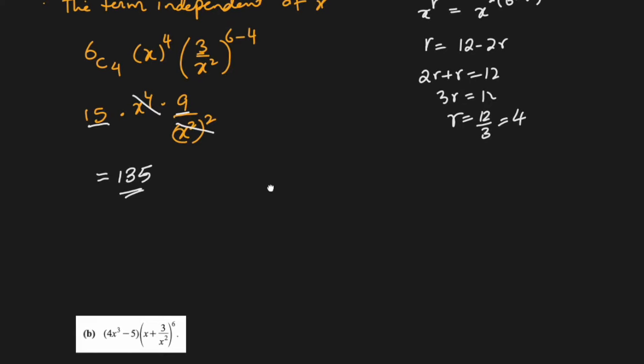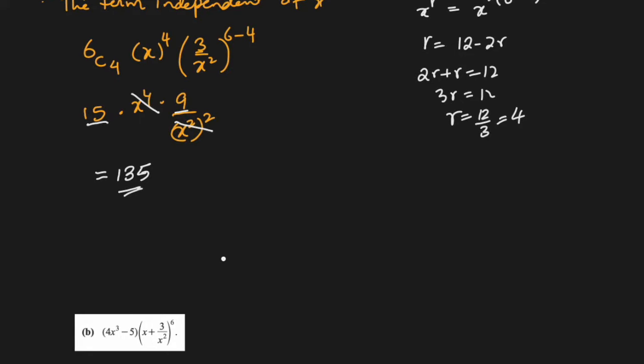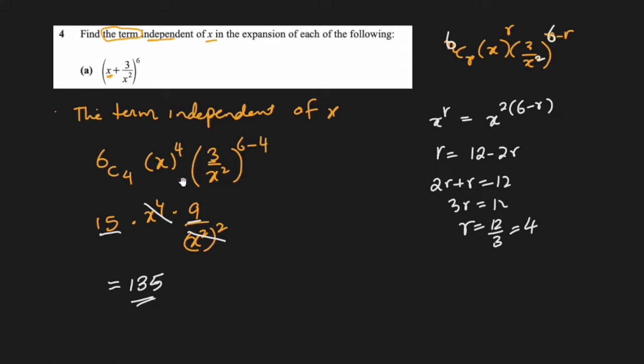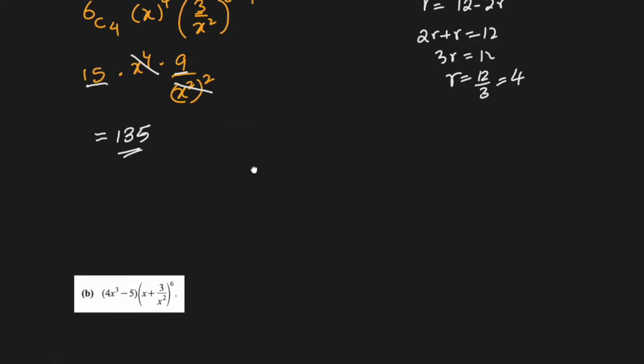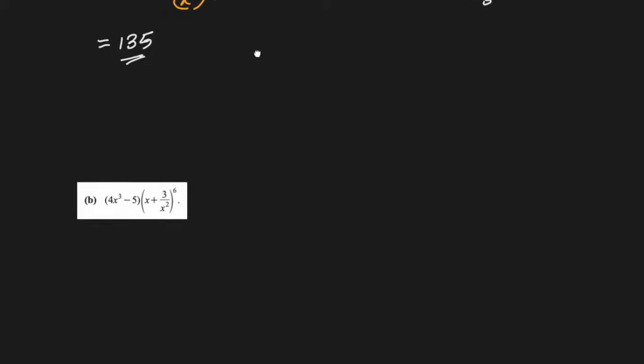Okay, second part says 4x cube minus 5 and this, and we also want the term independent of x in this one. Now there will be two terms which will be independent of x. One will be this 135 multiplied by 5, right? Because when two brackets multiply, each element multiplies with each element of the other one, right? So this 5 will multiply, sorry, it is not 5, it is minus 5, multiplying with 135 in the expansion of this second one will give us a term independent of x, right? So I'll keep it safe somewhere. So this is our first one.